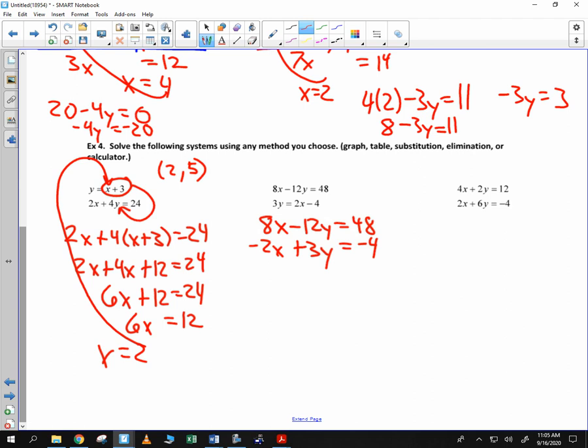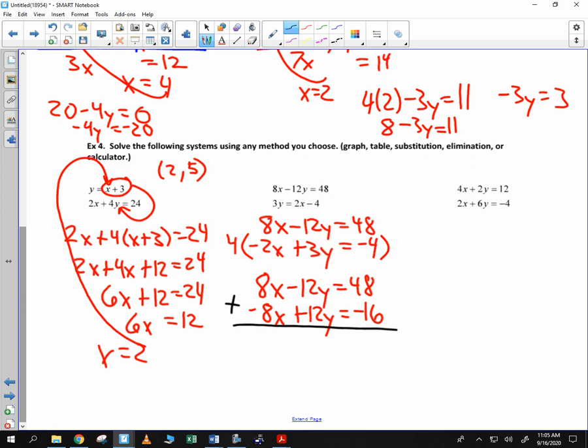Well, I'm going to try elimination. I'm going to multiply the bottom through by 4. The top is 8x minus 12y is 48. And the bottom is negative 8x plus 12y is negative 16. Look what happens as I add these together. The x's go away. The y's go away. You're left with 0 equals 32.